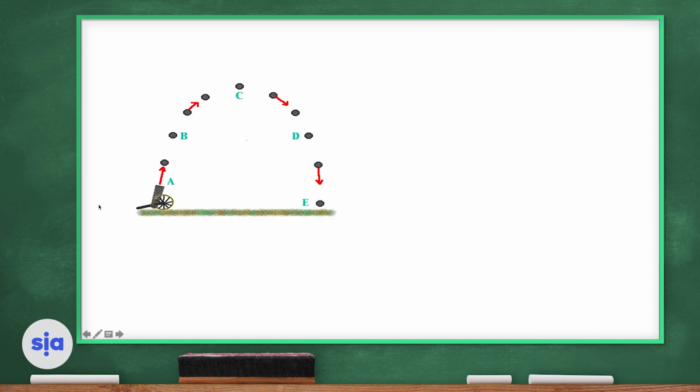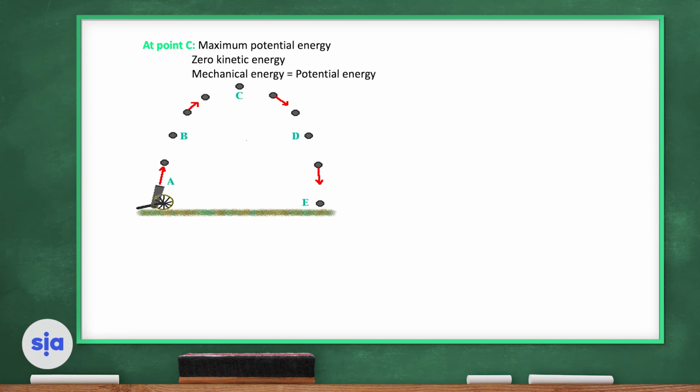Look at this picture. This is a cannon throwing a ball upward until it reaches the maximum height, and then it will fall down to the ground. So at point C, it's the maximum potential energy of an object. Kinetic energy at this level is 0, and the mechanical energy is equal to the potential energy.